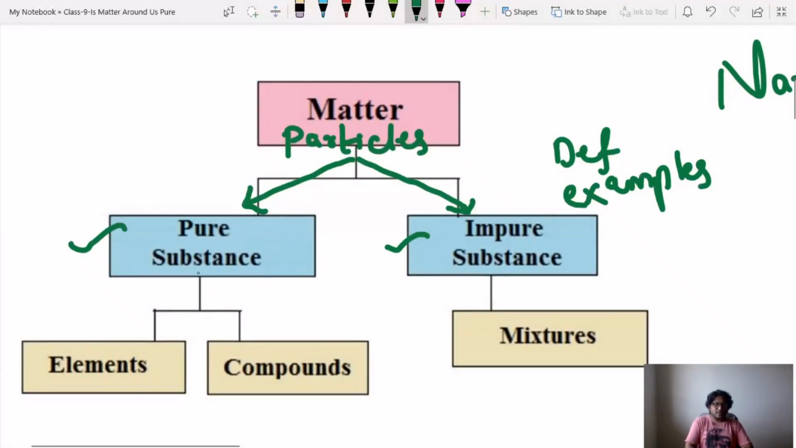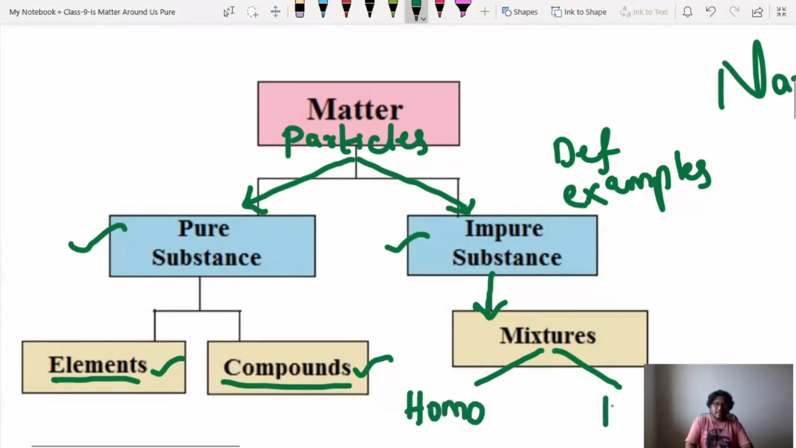Again, you can observe pure substances are divided into elements and compounds. We will see what is meant by element and what is meant by compound with the help of definitions and examples. And you can observe here, impure substances are also known as mixtures. There are again 2 types of mixtures, which we are going to learn in our next session: first one is homogeneous mixture, second one is heterogeneous mixture.